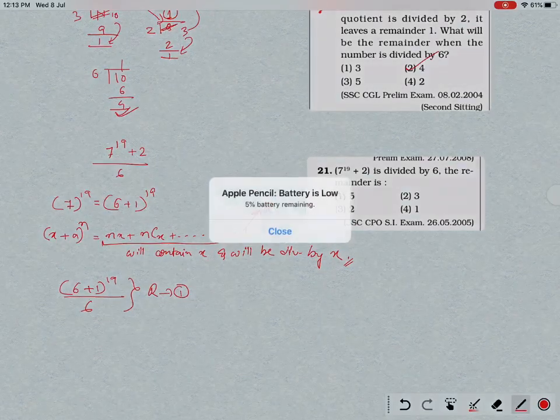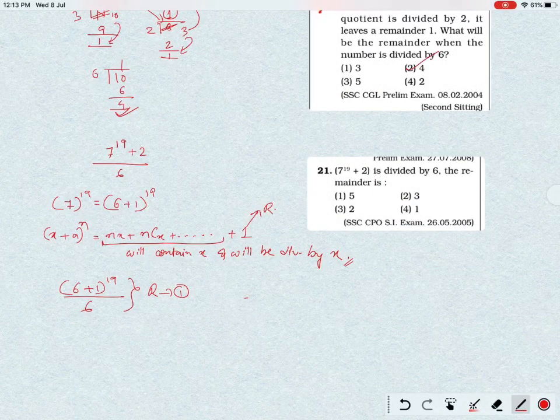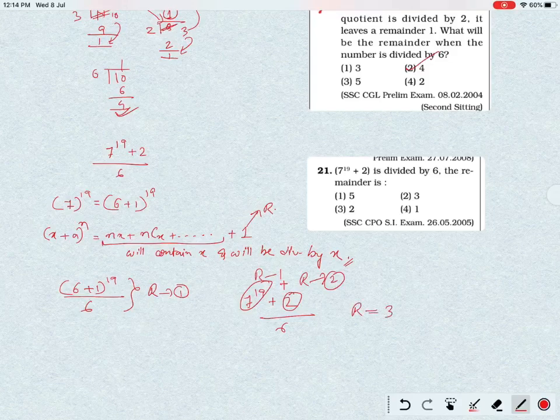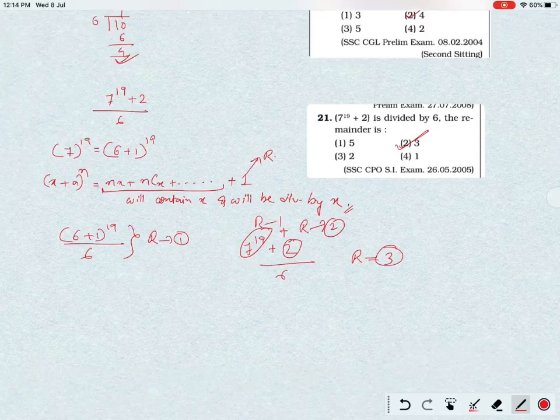Next we have 7 to the power 19 plus 2. Here we got remainder as 1, and for here we will get remainder as 2. Then we will sum both the remainders. 2 plus 1 is equal to 3. Therefore the remainder is 3. Answer is 3. Okay, let's move forward.